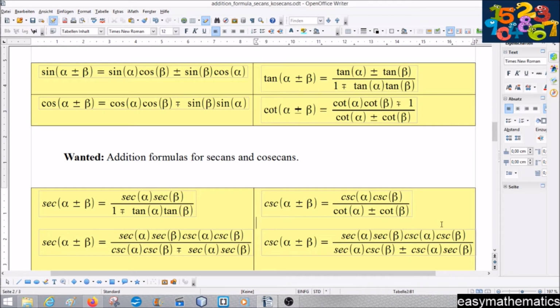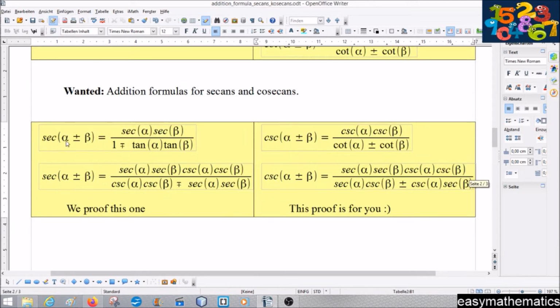Now, a little bit more messy than the other four. And we will discuss them. I will prove the addition formula for secants. For the cosecants, you can do it by yourself. It's quite similar. Alright, if you like, you can pause the video and try the proof by yourself.